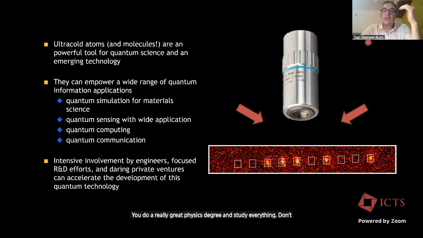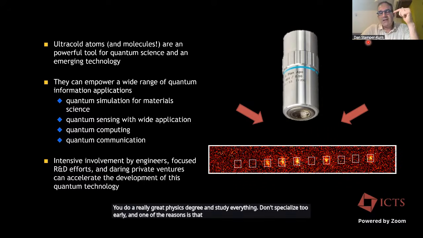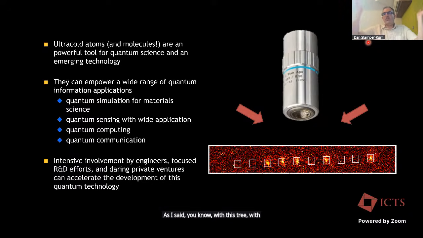Don't specialize too early. One of the reasons is that, as I said, with this tree with all these branches, AMO physics is like the tool that you use to go in various directions. So you want to become that very creative person who learns how to take AMO systems and do new things in condensed matter physics, or as new sensors that can probe relativity, or as a quantum simulator that can look at the physics of quantum field theories, and so forth. So I think you want a really great general base of physics.